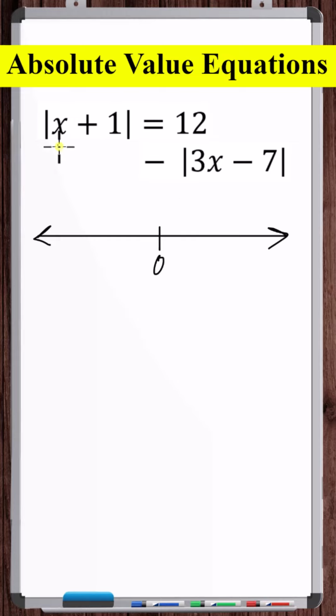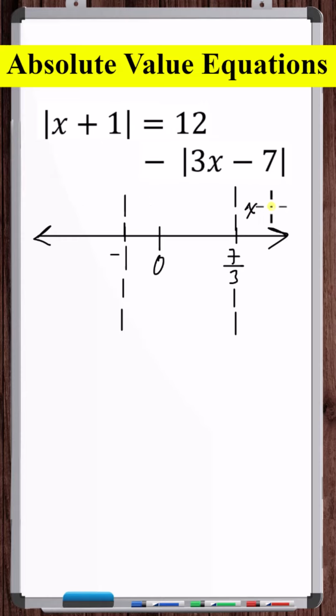So x plus 1 changes signs at one value, when x is equal to negative 1. So this is a crossover point. And 3x minus 7 switches signs when x is equal to 7/3. So 7/3 is also a crossover point. So what we need to do is solve this equation in each of these three regions.